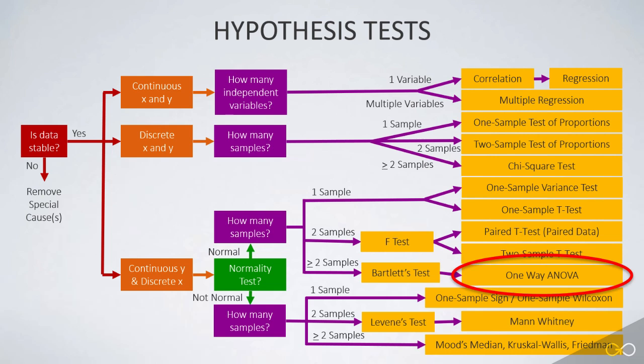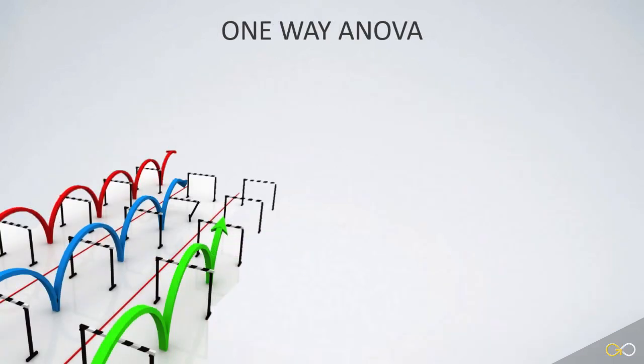Just to be clear, we could use the ANOVA test with two variables, but the t-test is much simpler from the mathematical standpoint. However, since we are letting the computer do the math, there's nothing wrong with using an ANOVA test with just two samples. So let's look at the one-way ANOVA.